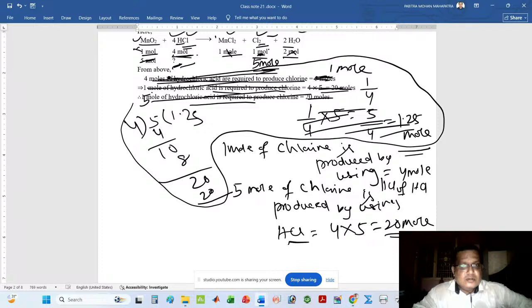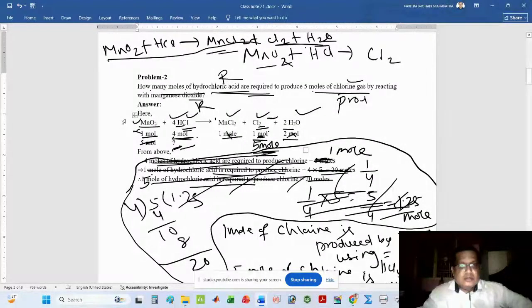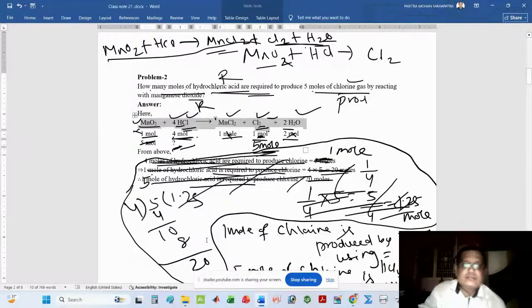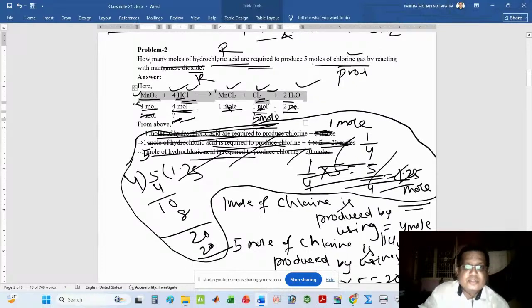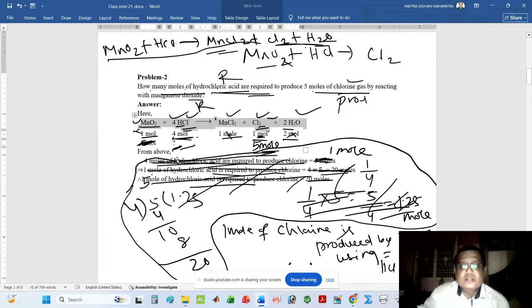Look at that. This is the equation, this is the relation, this is the balanced equation. Here, HCl is given, so there is no need to write 5 mole HCl here. Here 5 mole of chlorine. Again, I want to repeat the answer here.